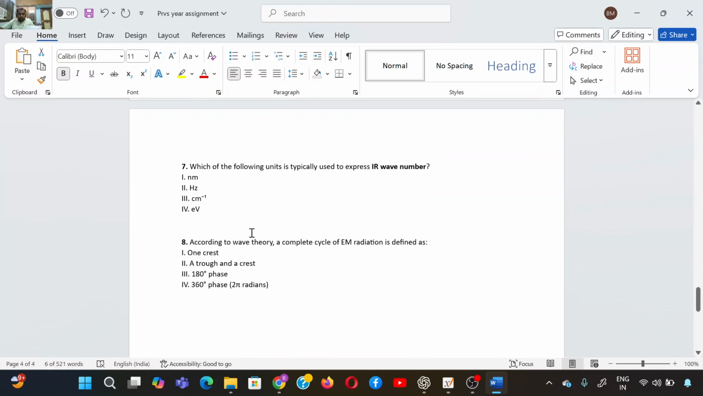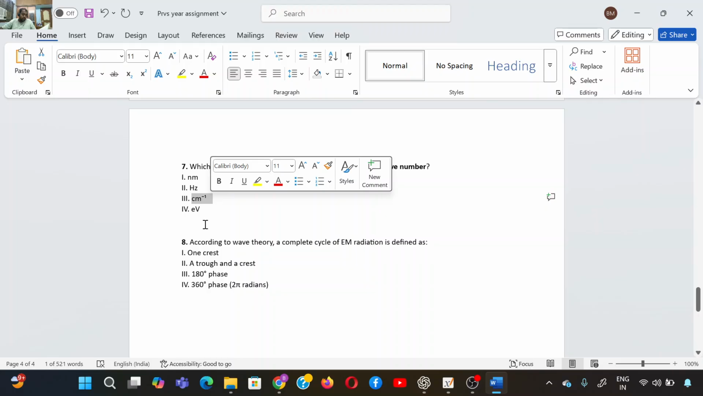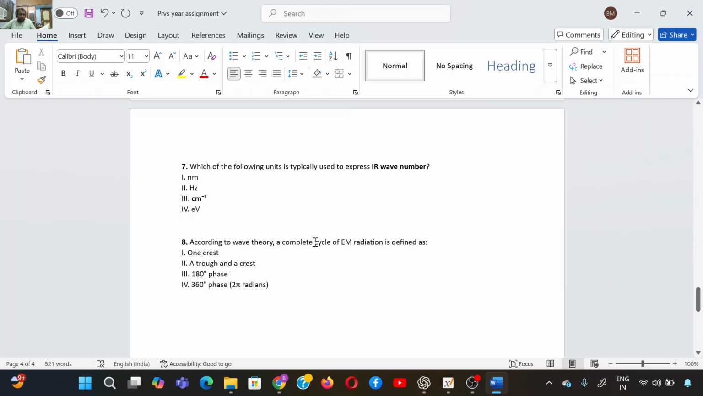Which of the following units is typically used to express IR wave number? You can refer to the table, right? Centimeter inverse. Wave number is like what? 1 by lambda.